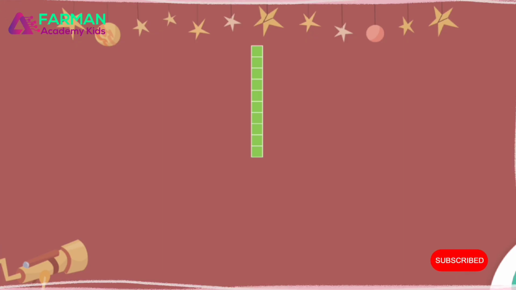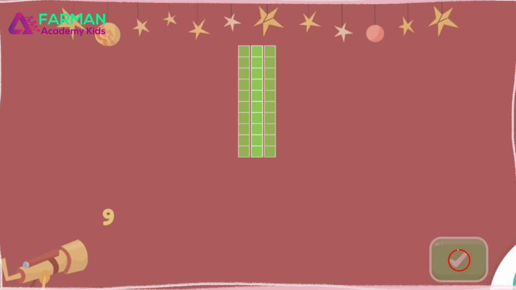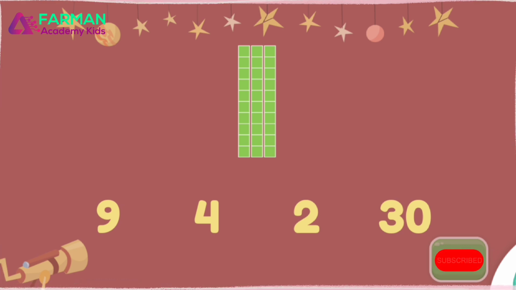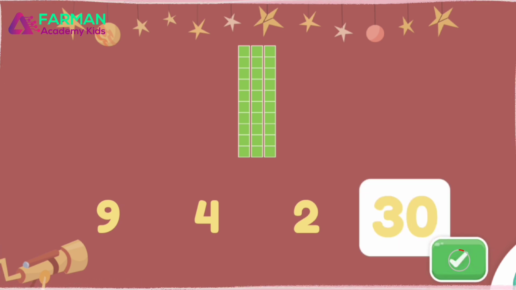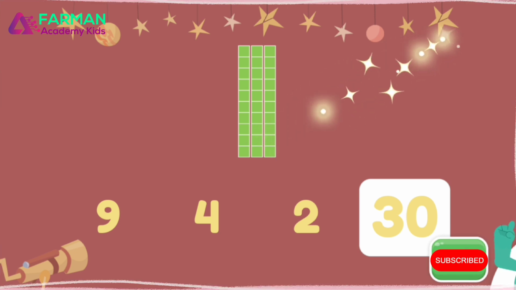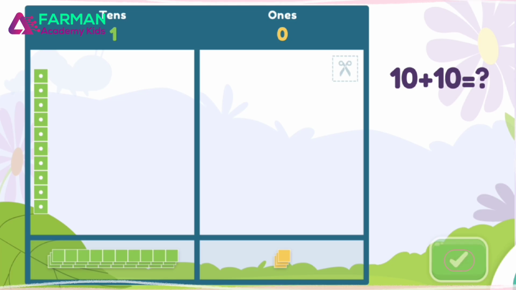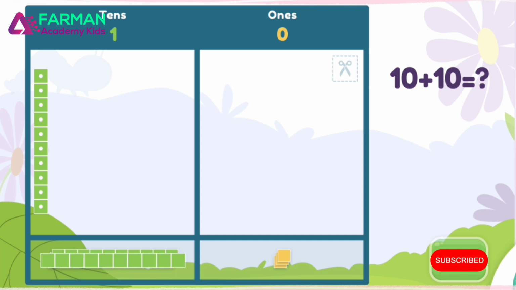This rod equals 10. How many blocks are there now? Each rod equals 10 blocks. You did it! There are 30. There is 10 in the frame. Add one rod to add 10 more.